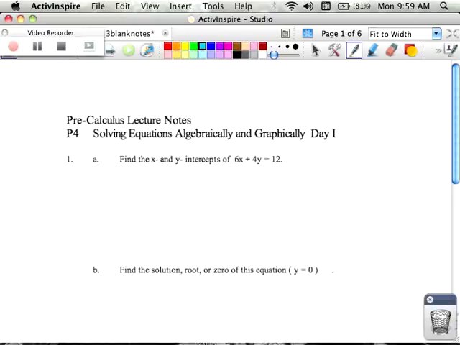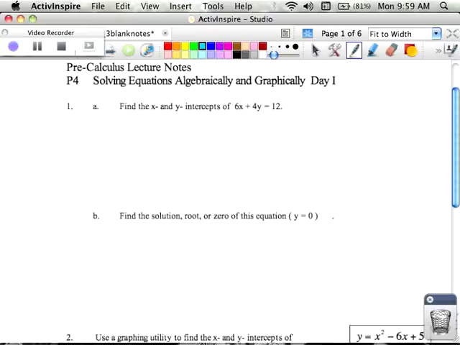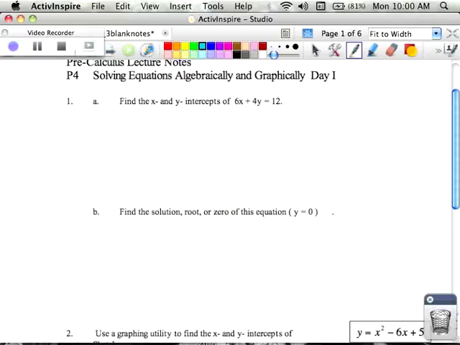We're going to talk about intercepts to start out with, algebraically and graphically. So I'm going to show you, most people struggle with the algebraic part, so I'm going to try to concentrate as much as possible on that. But I can also show you the calculator version as well. We're going to do a lot with intercepts, x-intercepts and y-intercepts.